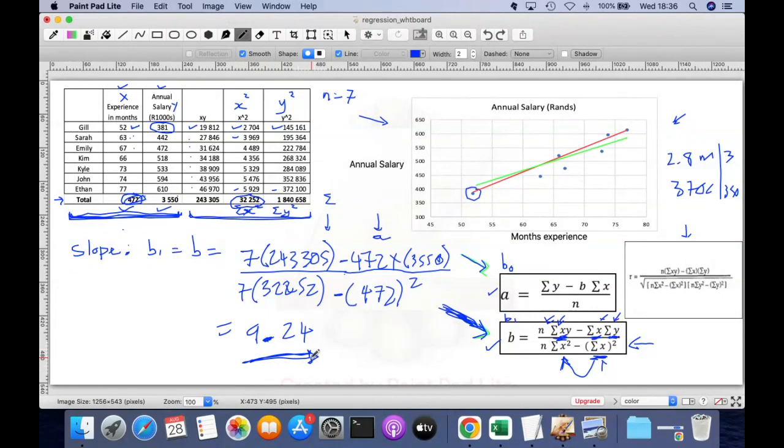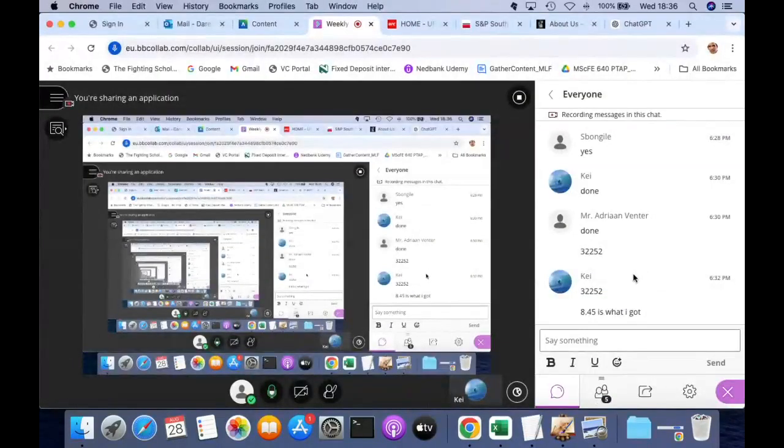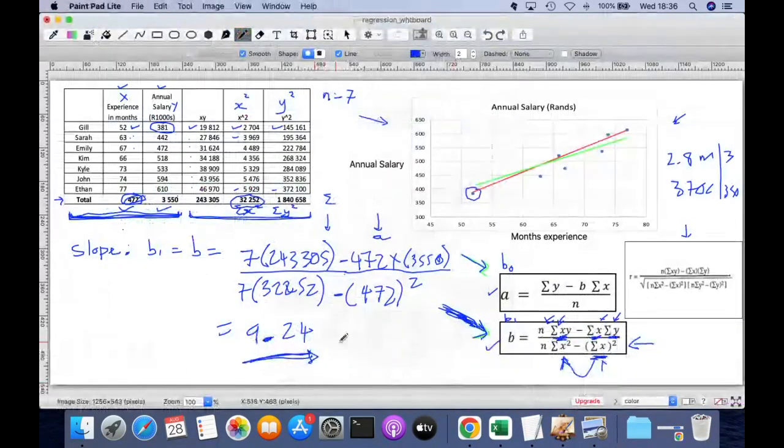We expect to get a positive value because if you look at our data, it's sloping upwards. Let me just check the chat. No, Kai, you must have made a mistake. And I'll show you how to double check your answer. This is how you can sense check your answer.